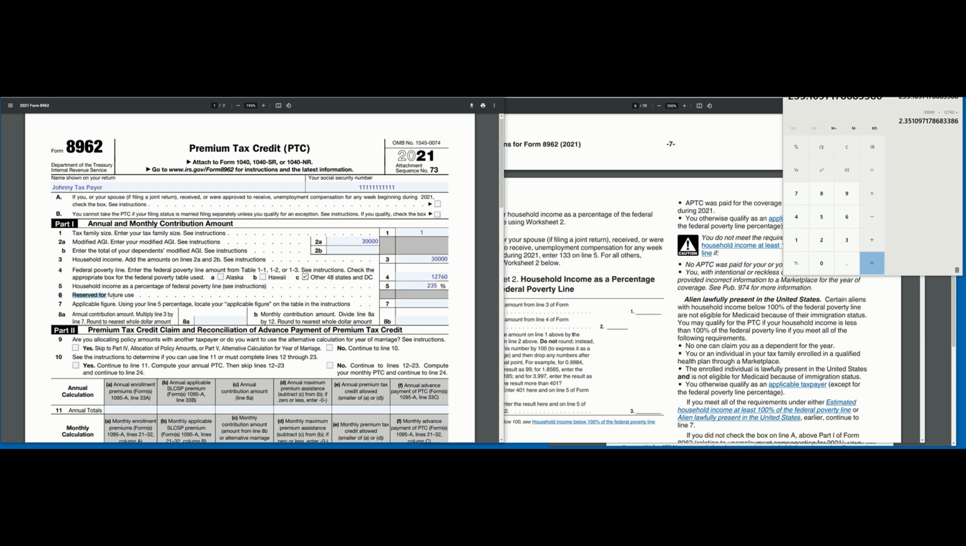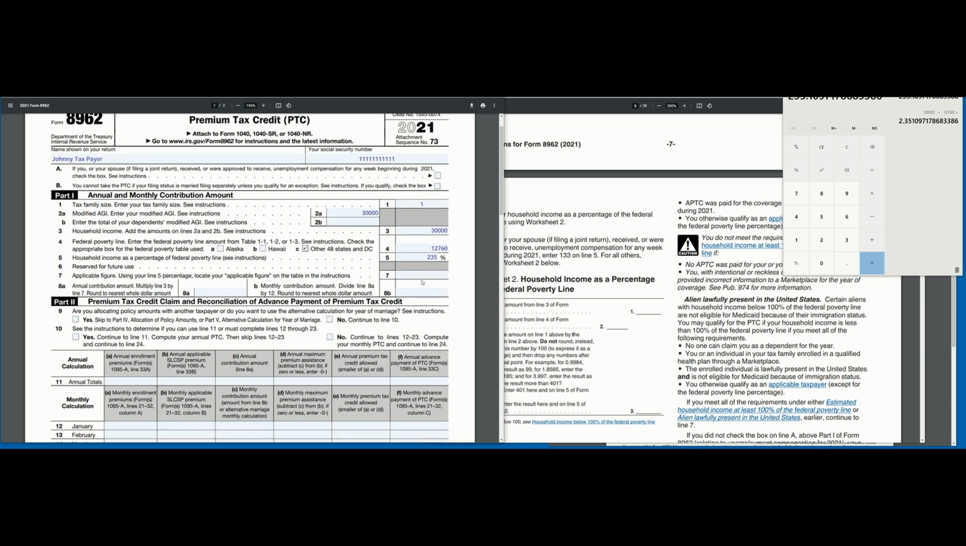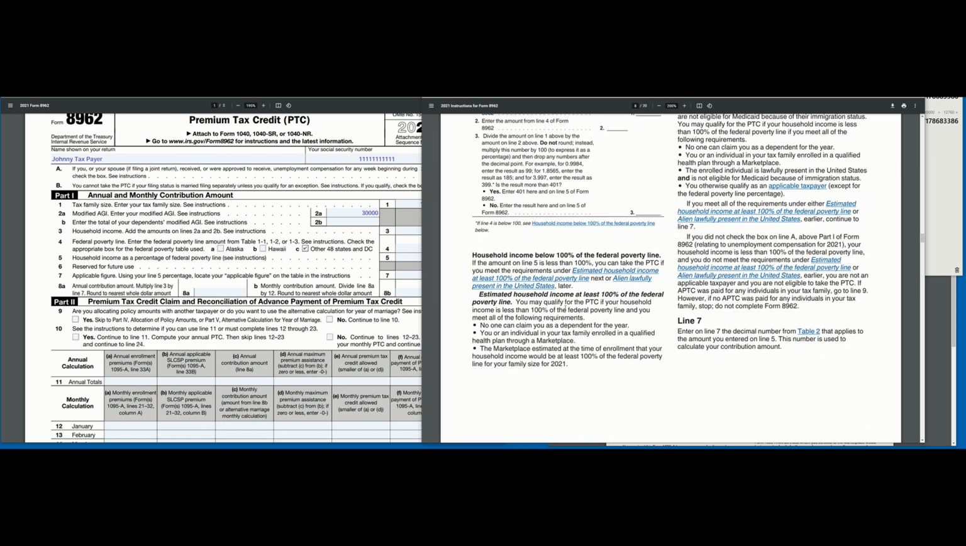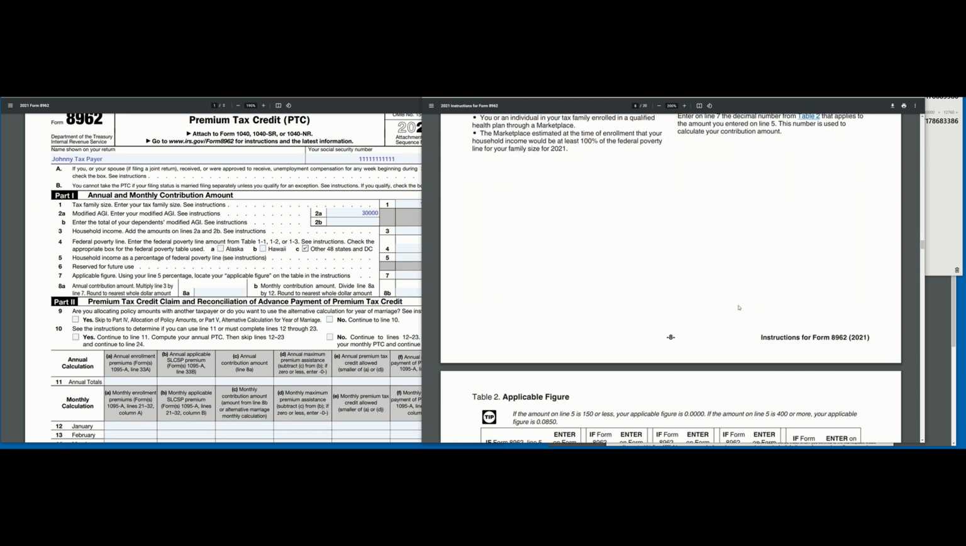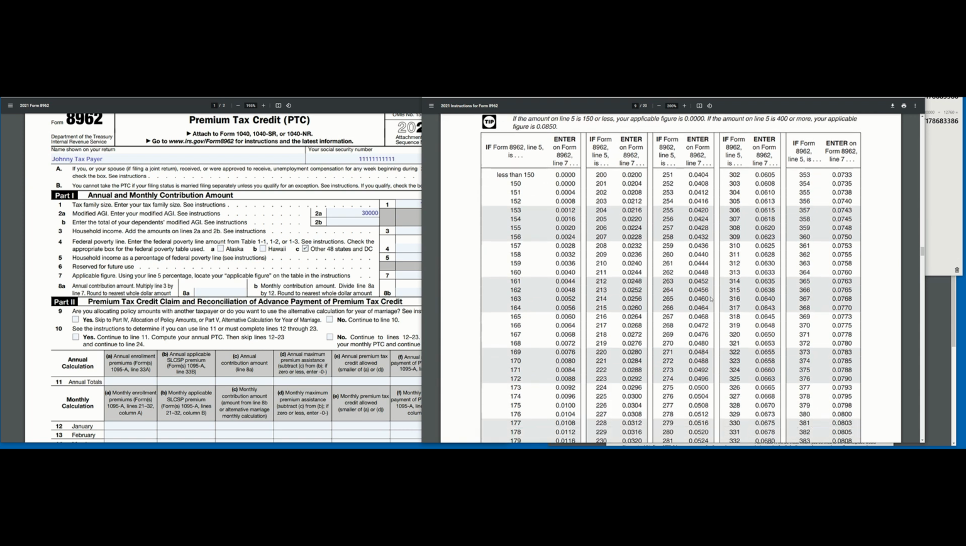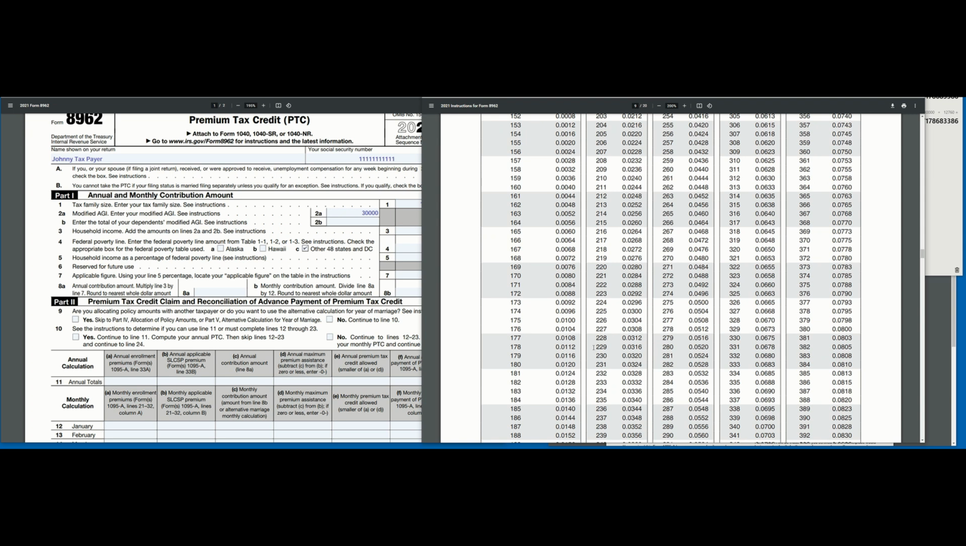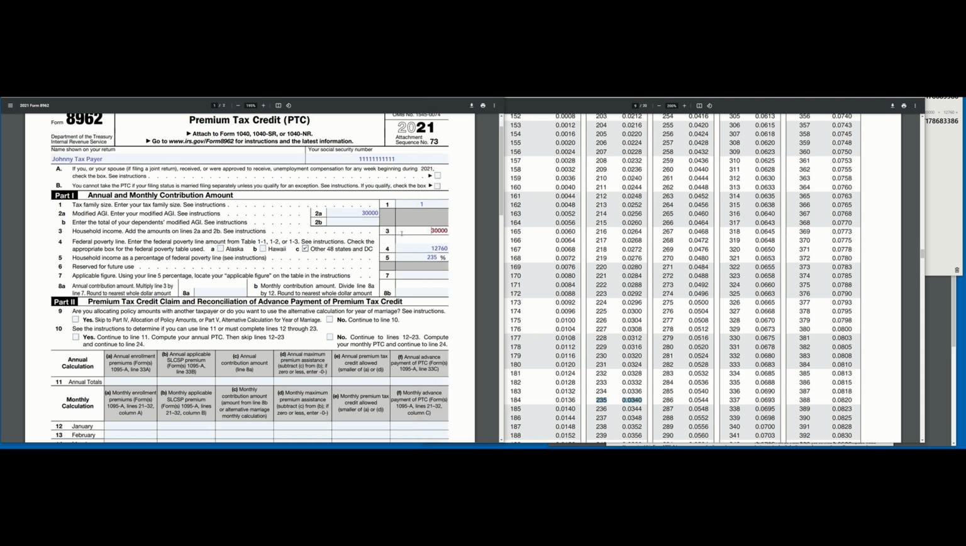All right, number 6. This is reserved for future usage, so whatever that's going to be for. Let's go to line number 7. Now, line number 7 is going to be your applicable percentage. So there's a table here in the instructions for the 8962 where I need to go and find my FPL, which are these numbers here. So I look at 235, and that means I need to put this number, 0.0340, into line number 7. So 0.0340, that goes there.